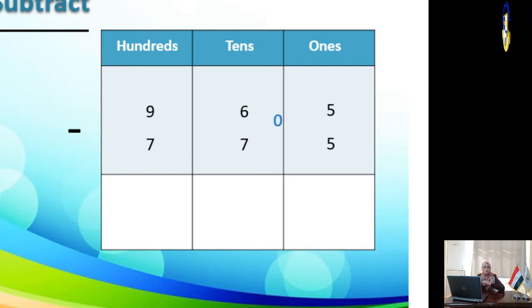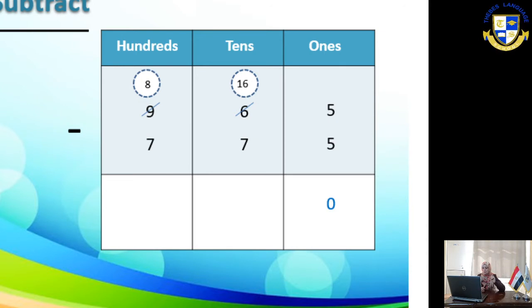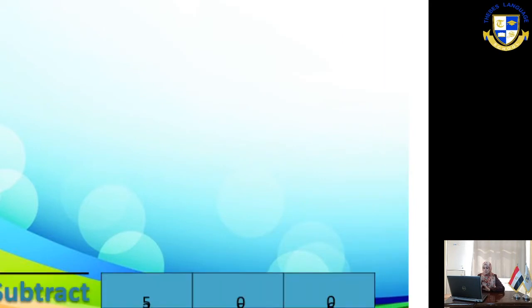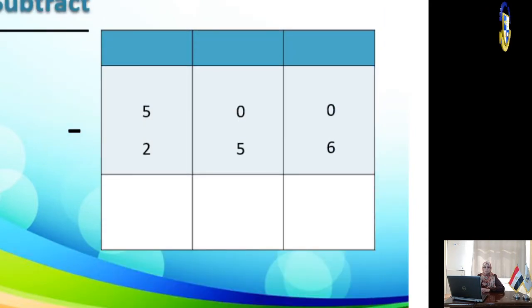Another subtraction, 965 minus 775. Start with the ones. 5 minus 5 equals 0. 6 minus 7 cannot be done. 6 is smaller than 7. Borrow 1 from the hundreds. The tens will be 16 minus 7. Now it's easily done. 16 minus 7 equals 9. For the hundreds, 8 minus 7 equals 1. Your answer is 190.